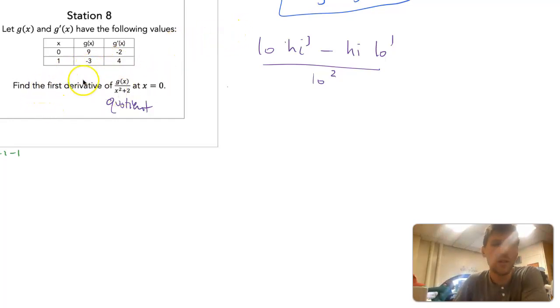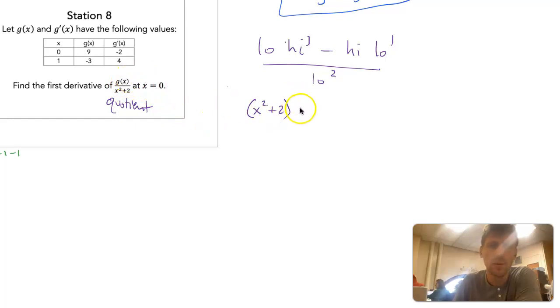What I also noted is it's asking for the first derivative of g of x over the quantity x squared plus 2. I noted that's a quotient, and I wrote the quotient rule here that Teddy shared with us in class. Low d high, which I wrote with prime, minus high d low over low squared, or low low. So let's go through this and see what we can do. Let's dive in with confidence and aggression.